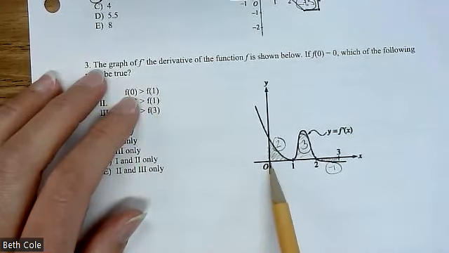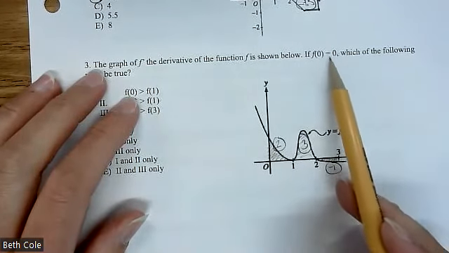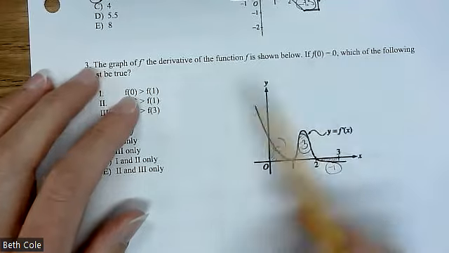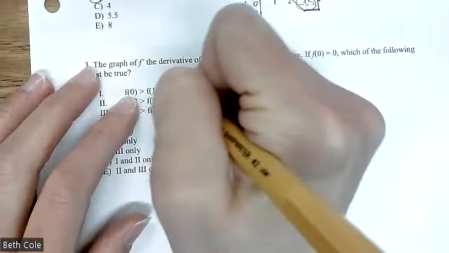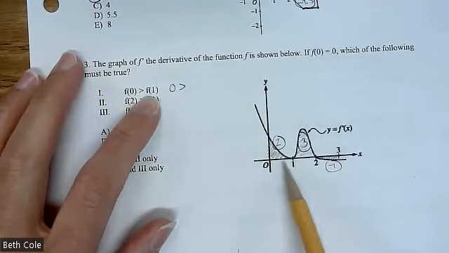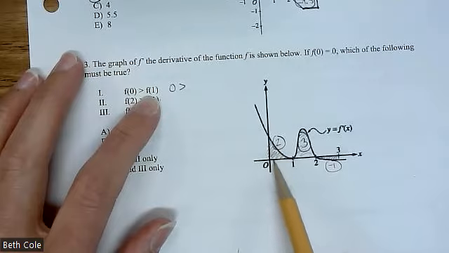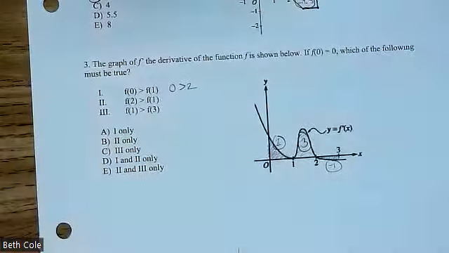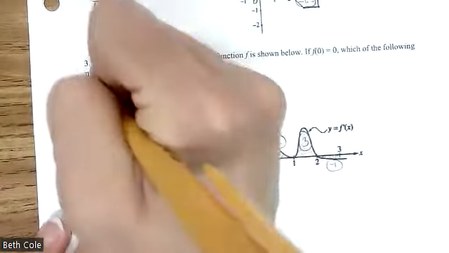F of 0, well, they said if you start at 0, it's 0. Okay, so is 0 greater than f of 1? Now, if you accumulate from 0 to 1, you would get this area here, which we said is 2. So is that true or false? That is false.